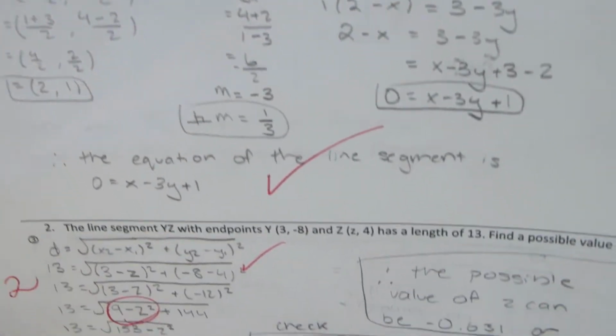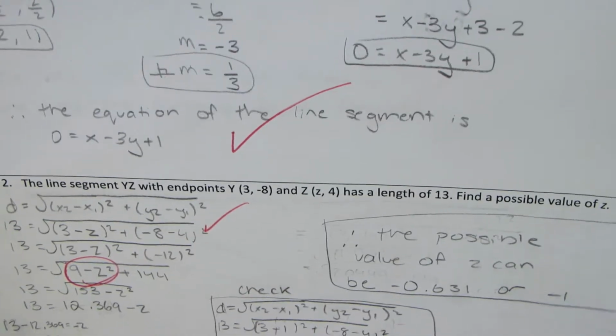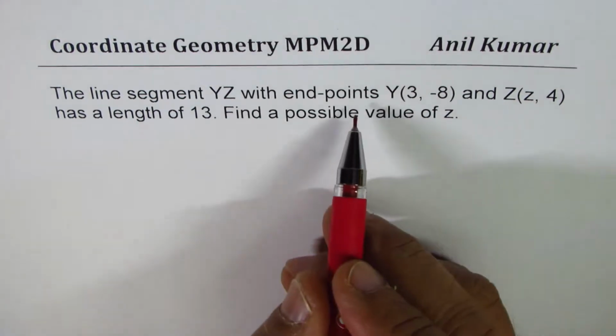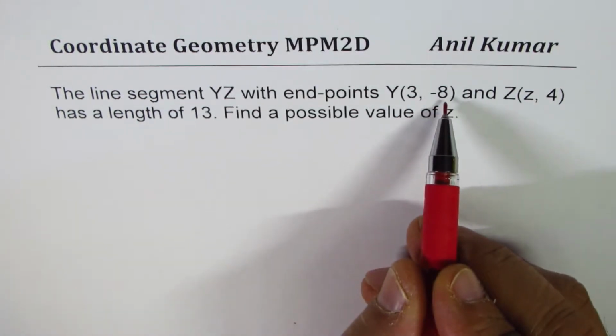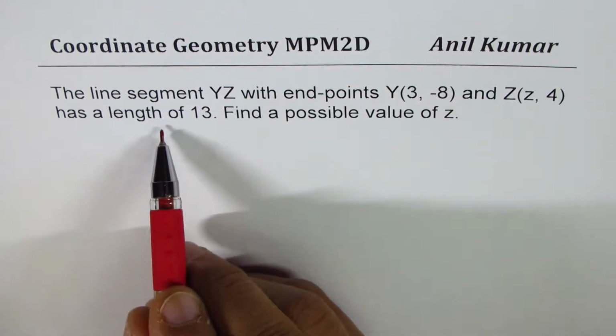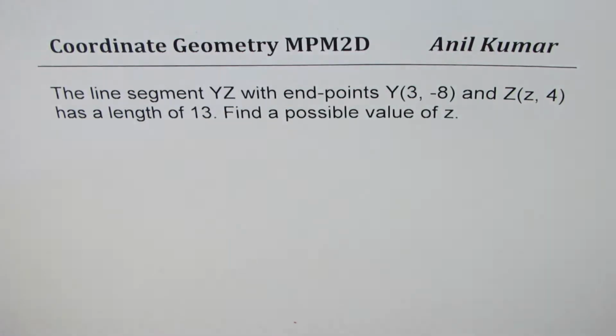Here's a question from my student's test paper. We'll now solve question number 2. Okay, here is the question. The line segment YZ with endpoints Y as (3, -8) and Z as (z, 4) has a length of 13. Find possible values of z.